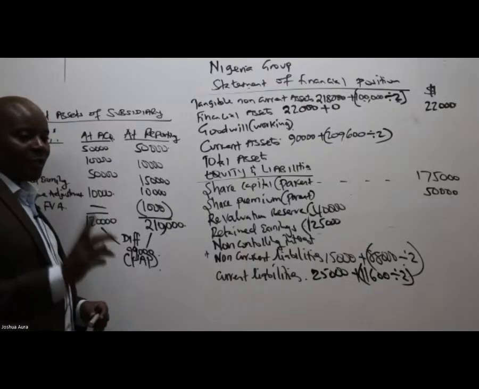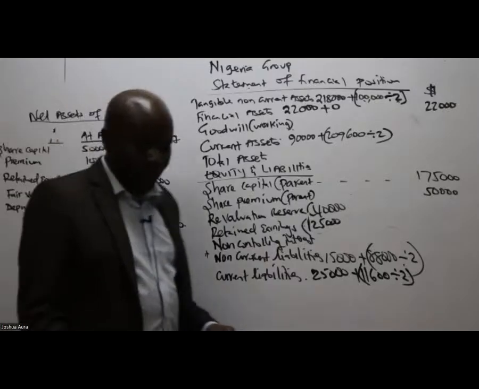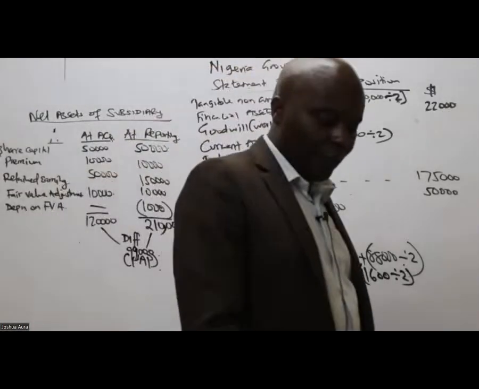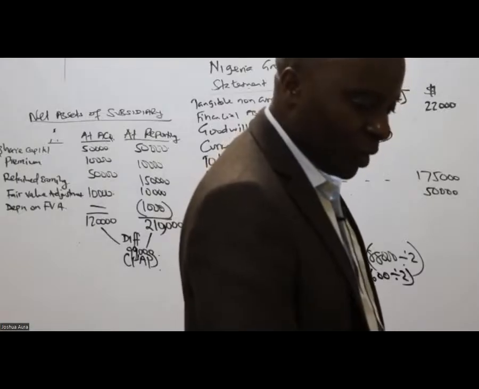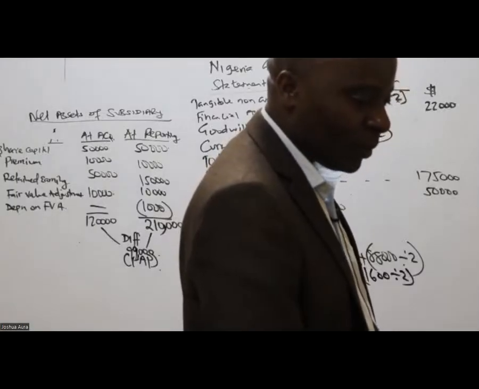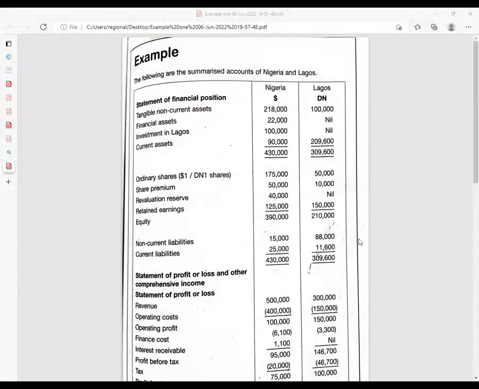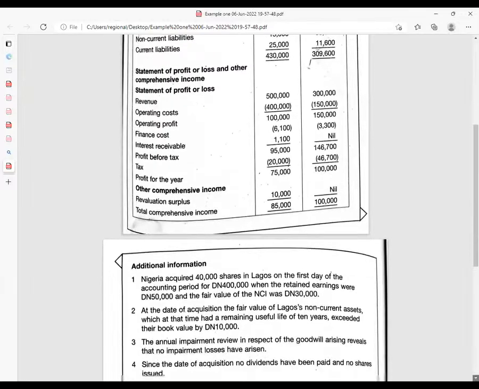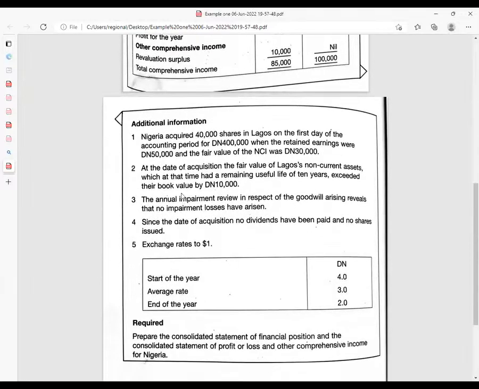There's a student who wants me to repeat something on this fair value adjustment, the valuation of assets of the subsidiary when you are acquiring them. Like now here, they have told us something very nice. They've told us that at the date of acquisition, the fair value of Lagos non-current assets, which at that time had a remaining useful life of 10 years, exceeded their book value by 10,000.